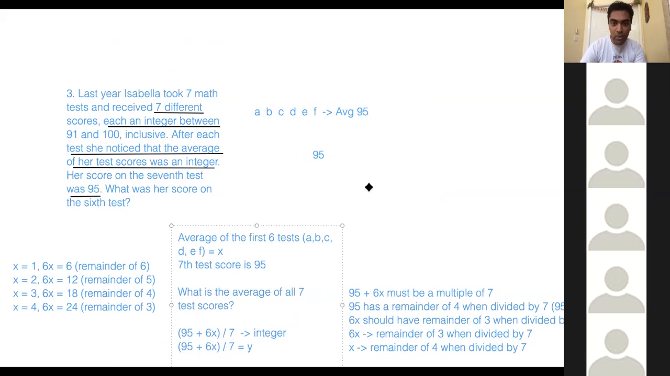Okay, so now what we want to do is we want to find what F should be. So we're kind of working backwards here. So we know now what the average of the first 6 tests are, and we want to know what the last one should be. And let's do a similar kind of logic. So now let's say, I'll pick a different variable. Let's say Z is the average of the first 5 scores. So A, B, C, D, E.